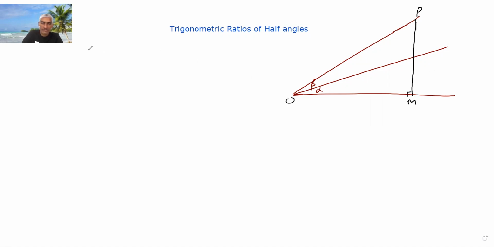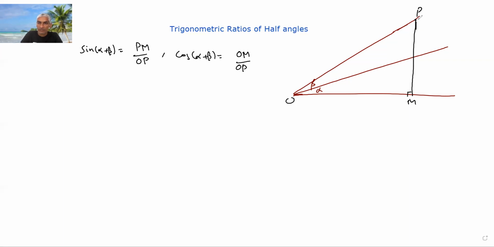Now from our definitions of sine and cos, sine of alpha plus beta I can write opposite side, that is PM, by hypotenuse is OP. Similarly, cos of alpha plus beta I can write adjacent side is OM by hypotenuse is OP. Now I want to derive how to expand it.